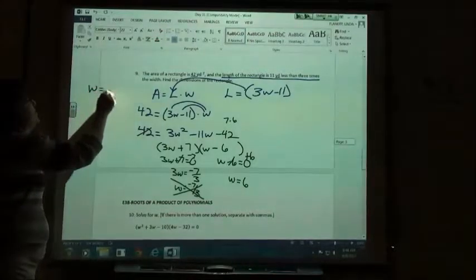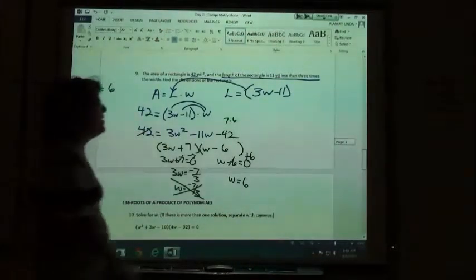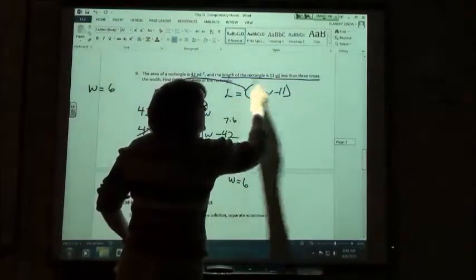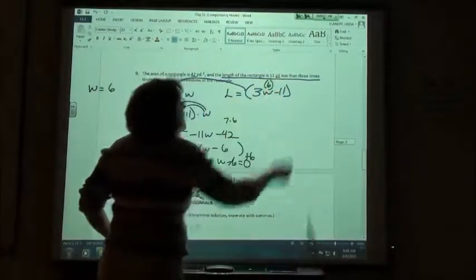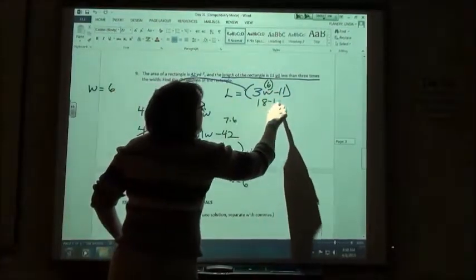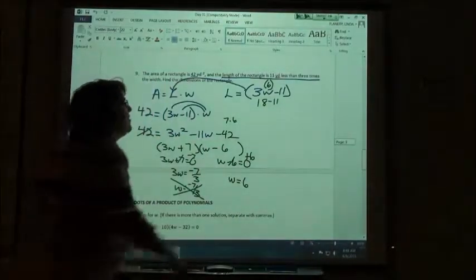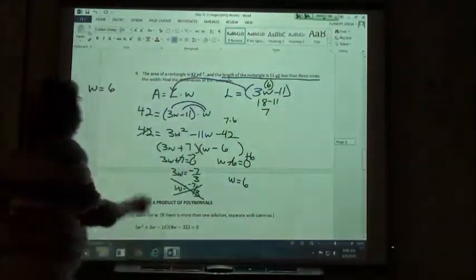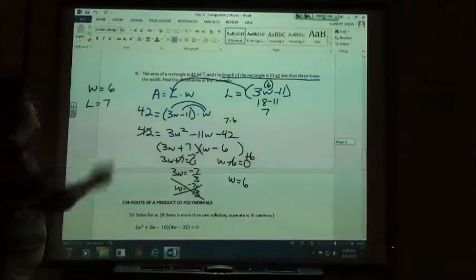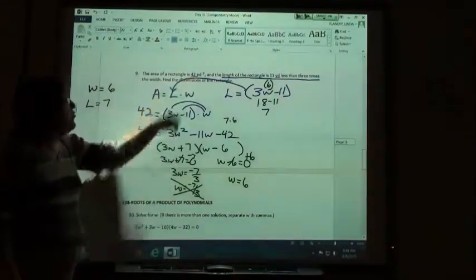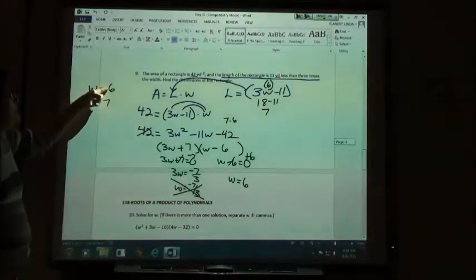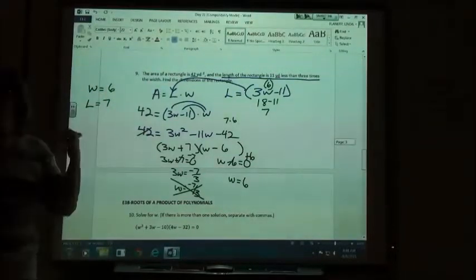My width is 6. I still need to find my length. To find my length, I go up to this expression here. 3 times 6 is 18. 18 minus 11 gives me 7. And again, if I know my area is 42, I should be able to take my length times my width and get 42. Sure enough, I can.